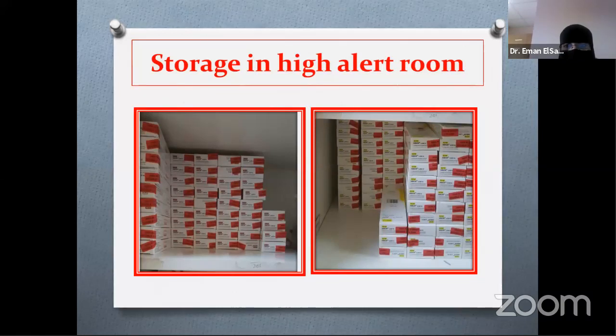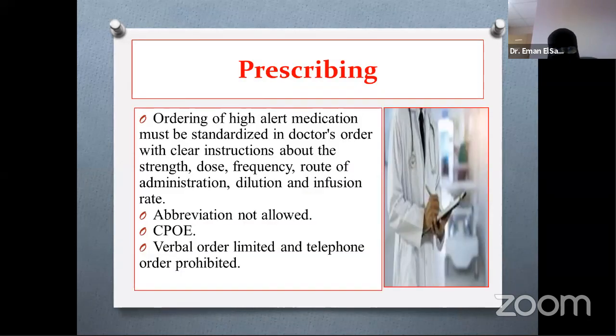This is for storage, but when dispensing, the label must be on every syringe or every vial. How can we prescribe or order? The ideal is CPOE, computerized physician order entry. If this is not available, the doctor must write a clear order with strength, dose, frequency, route of administration, dilution, and infusion rate. Clear instructions, his signature, time, and date. Abbreviations are not allowed. Verbal orders are limited to emergency cases only. Telephone orders are prohibited. This is for prescribing or ordering medication.